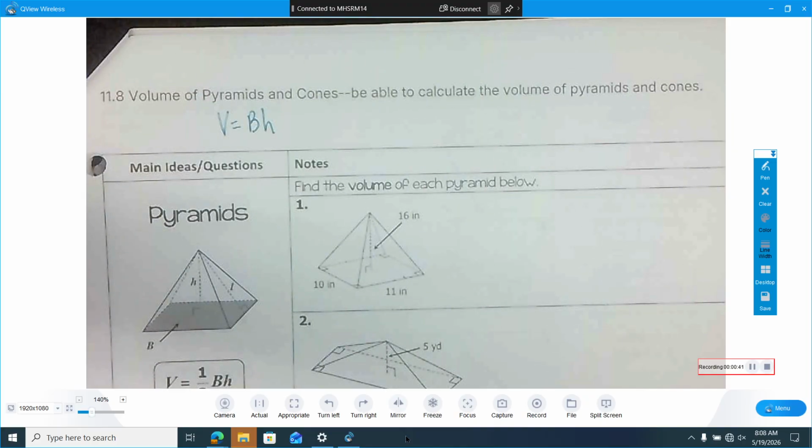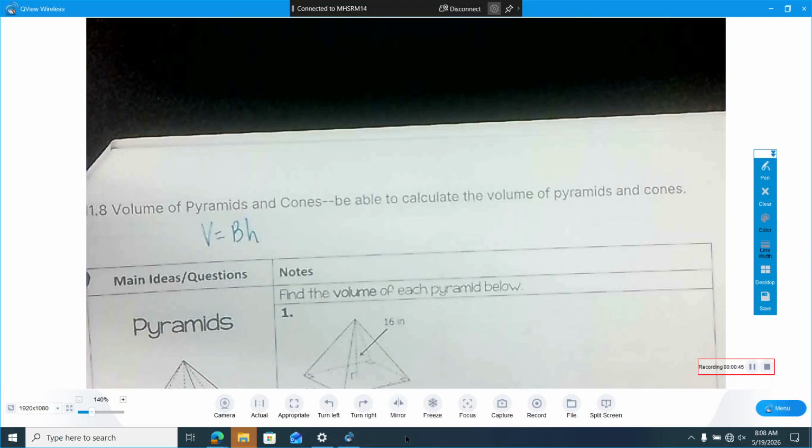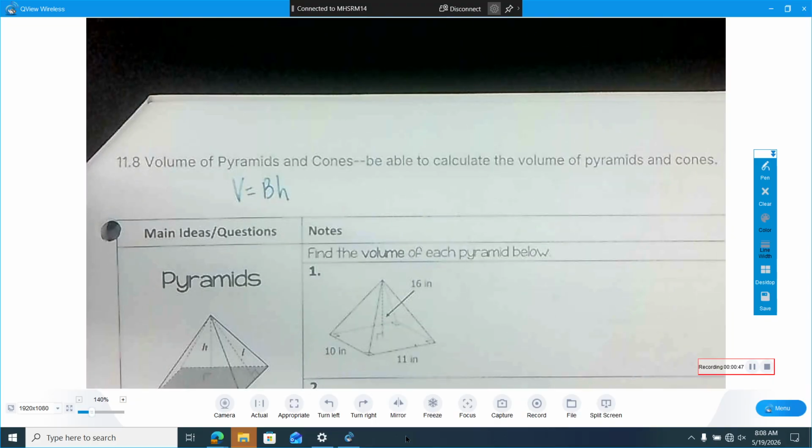So today we want to know, how do pyramids and cones relate? And so I have a little visual aid for you today.